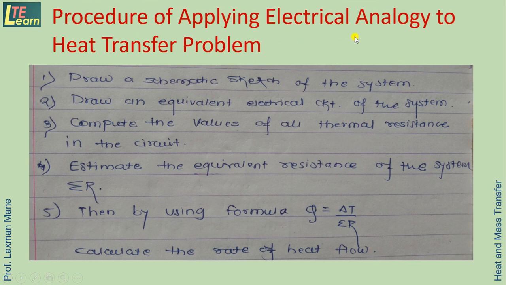Now, the procedure of applying electrical analogy to the heat transfer problem. Follow these steps. First of all, draw a schematic sketch of the system. Draw an equivalent electrical circuit of the system. Then compute, meaning calculate, the values of all thermal resistances in the circuit. Then estimate the equivalent resistance of the system, meaning summation of R. Then, by using the formula Q is equal to delta T divided by summation of R, calculate the rate of heat flow Q.